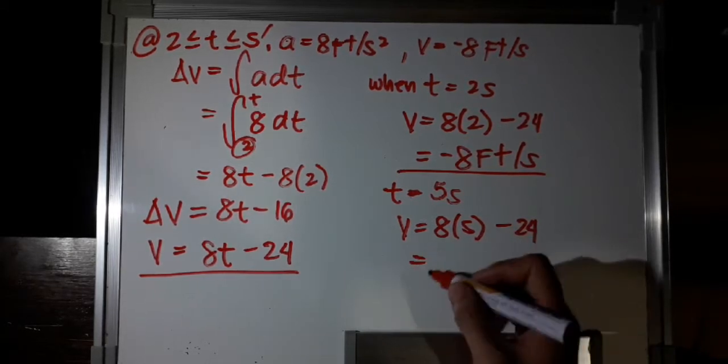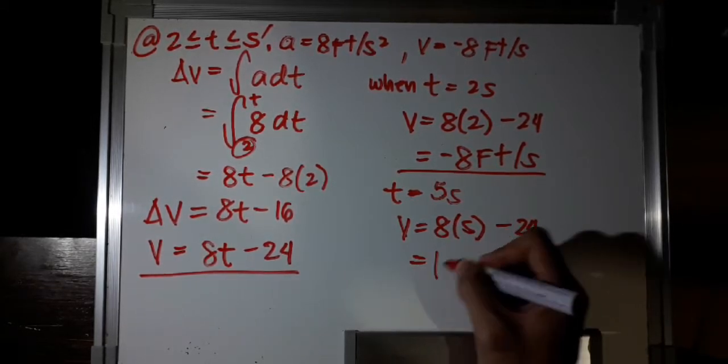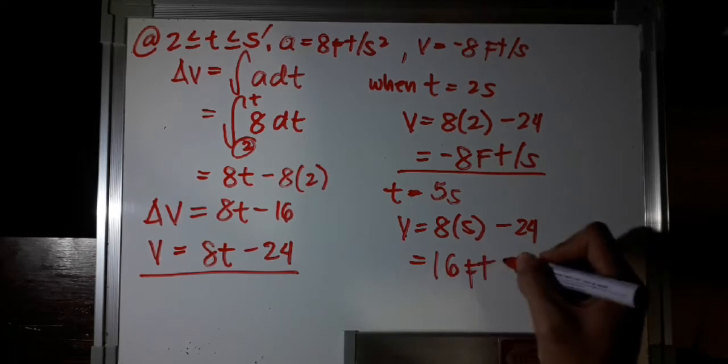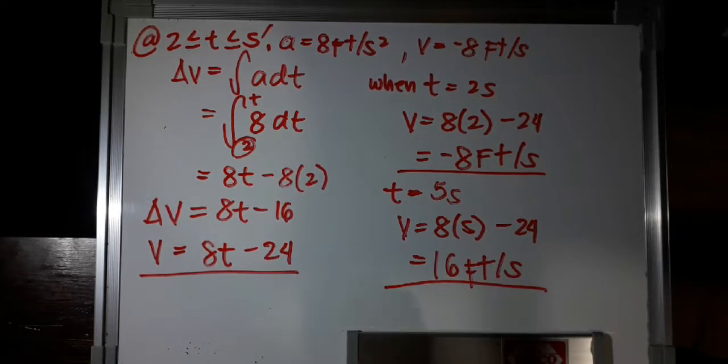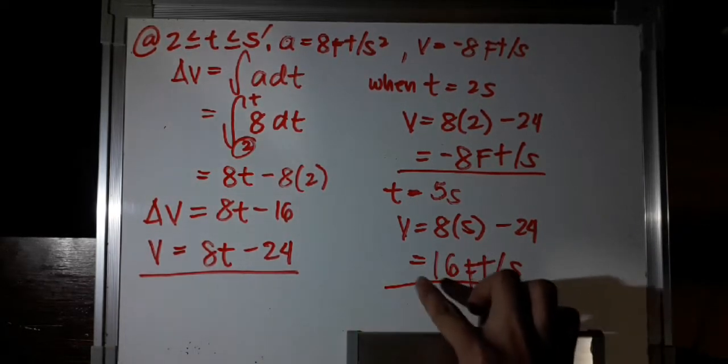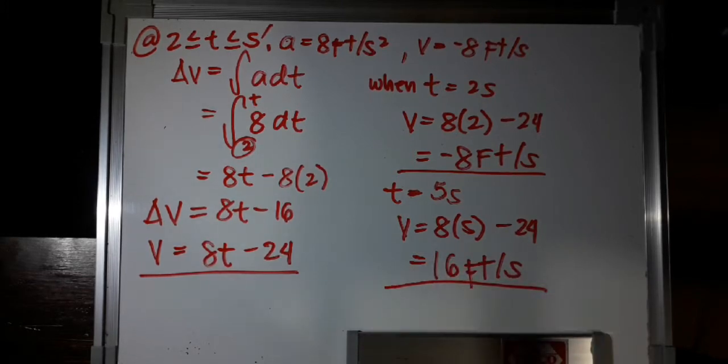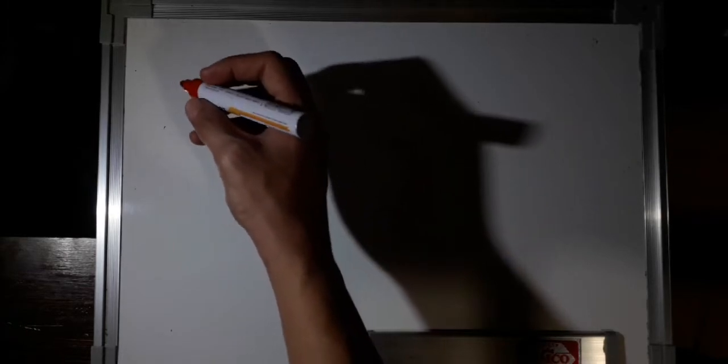We have 40 minus 24, we have 16 feet per second. So again, these are our values for velocity in 2 to 5 seconds. So the next one is at 5 seconds to 8 seconds, which has an acceleration of 3 feet per second.